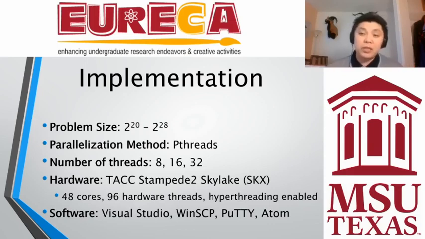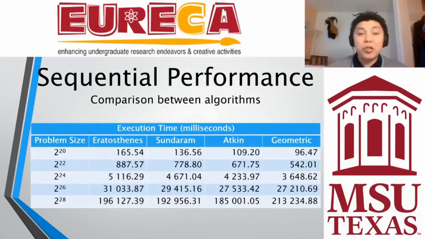And here's the performance. First, I compare the sequential performance of the geometric algorithm with other algorithms. At 2 to the 20th, the geometric algorithm was the fastest among all the algorithms, and it was the fastest up to 2 to the 26th. But at 2 to the 28th, the geometric algorithm is getting slower than other algorithms for some reason.